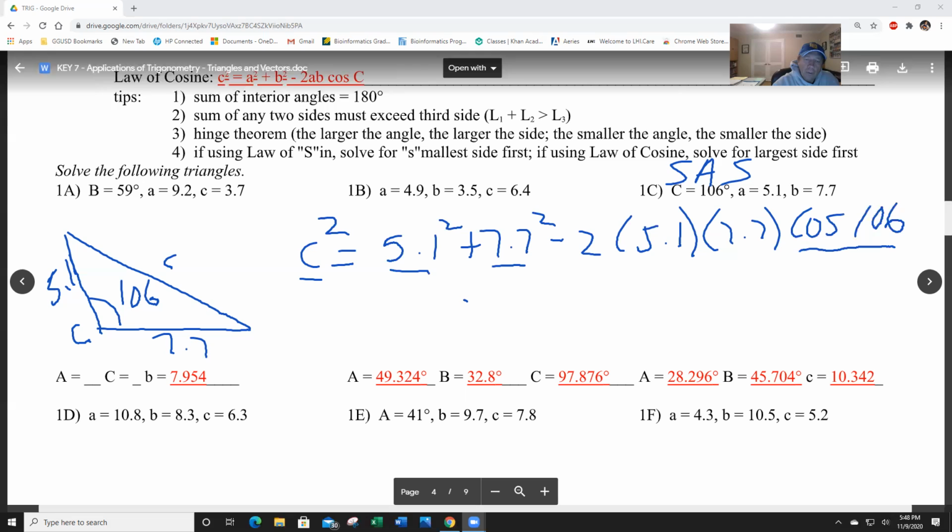Okay, now you can go through the math yourself on this, but that's going to be 10.34, okay? Now, we're going to do the smaller side first, just to be in the habit.